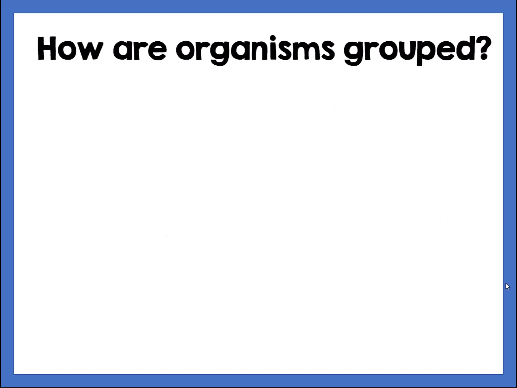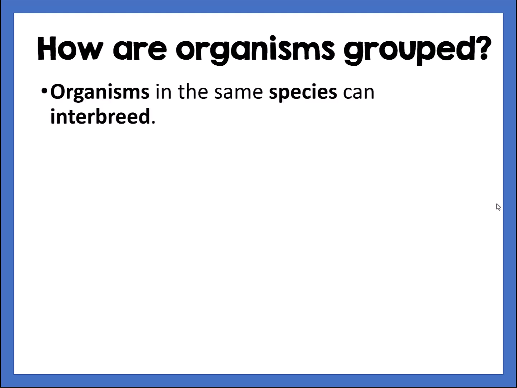So how are organisms grouped? We discussed the grouping system, but how are they grouped specifically? Organisms in the same species can interbreed. So any organisms that can breed with each other are going to be in the same species. And we usually go a little bit further to say that they have to be able to interbreed and produce viable offspring, or offspring that continue to breed as well.